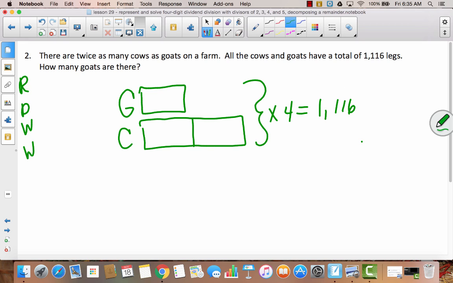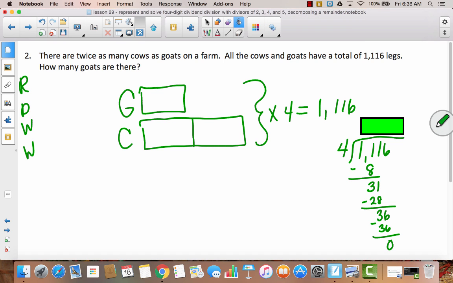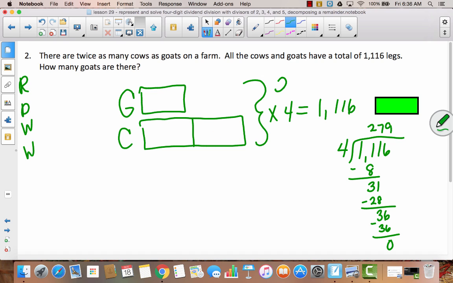So let's take 1,116 and divide it by 4, and let's see how many animals there are. I'm going to pause the video and I want you to divide. Okay, so I divided 1,116 by 4 and I ended up with no remainder, and I ended up with this number, 279. So that tells me that there are 279 animals. So I know that altogether there are 279 animals on this farm. So what can I do with that information?